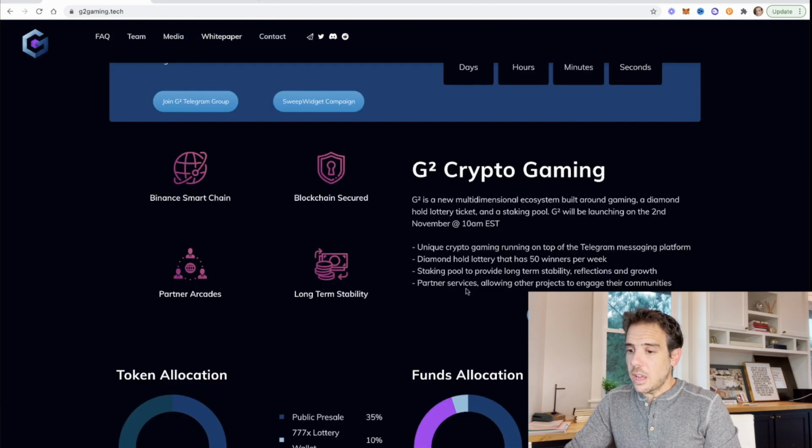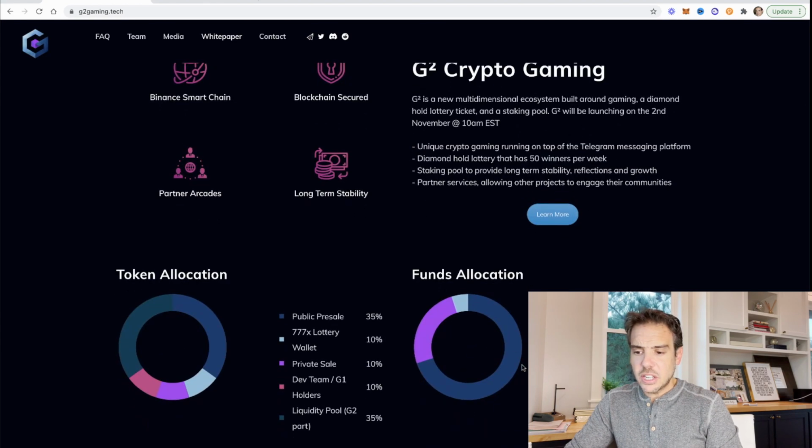Now, G2 Crypto Gaming is a new multidimensional ecosystem built around gaming, a diamond hold lottery ticket, and a staking pool. G2 will be launching on the 2nd of November at 10 a.m. EST. Unique crypto gaming running on top of the Telegram messaging platform, diamond hold lottery that has 50 winners per week, staking pool to provide long-term stability, reflections, and growth, and a partner services allowing the other projects to engage their communities. So those are the 4 pieces that they have.